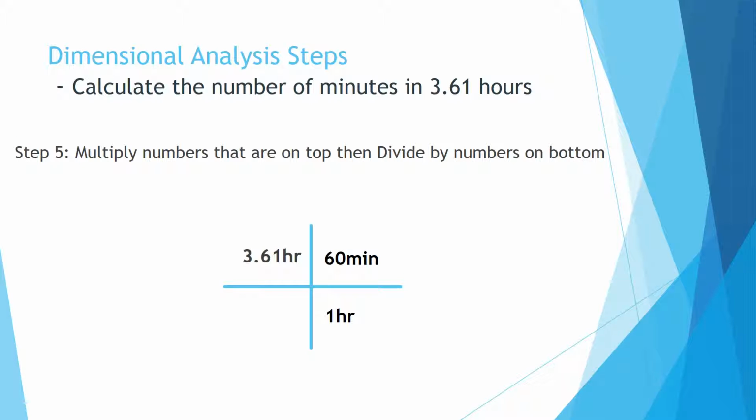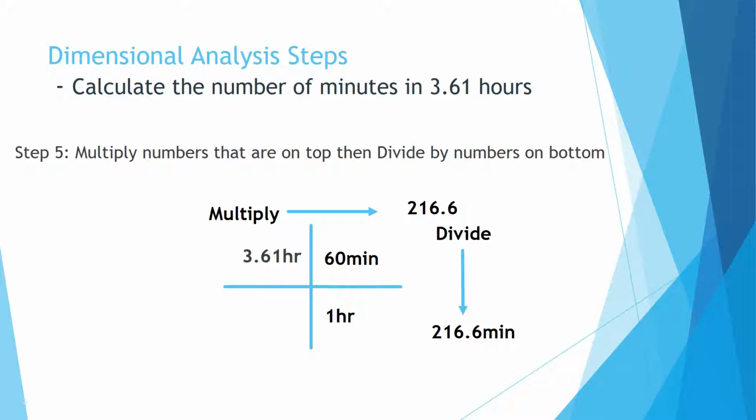So in step 5, this is where we're going to do our canceling of units and our math. So in your calculator, it's very simple. You're just going to multiply the numbers that are on top and then divide it by the numbers on the bottom. So here I do 3.61 times 60. I get 216.6. Then I divide it by the number on the bottom, which is 1 hour. And as we know, anything divided by 1 is itself. So here I see that it's 216.6 minutes.